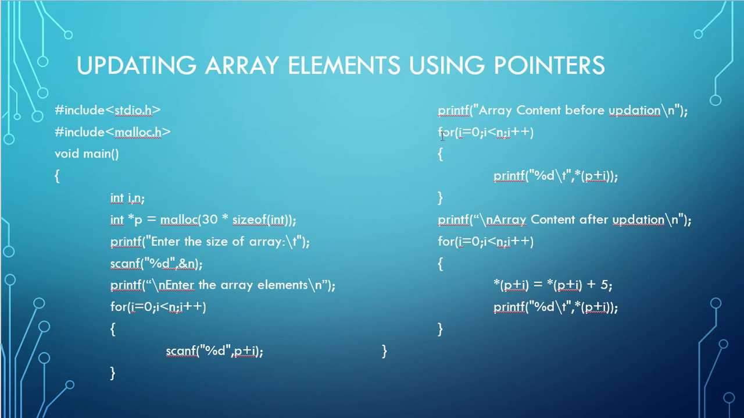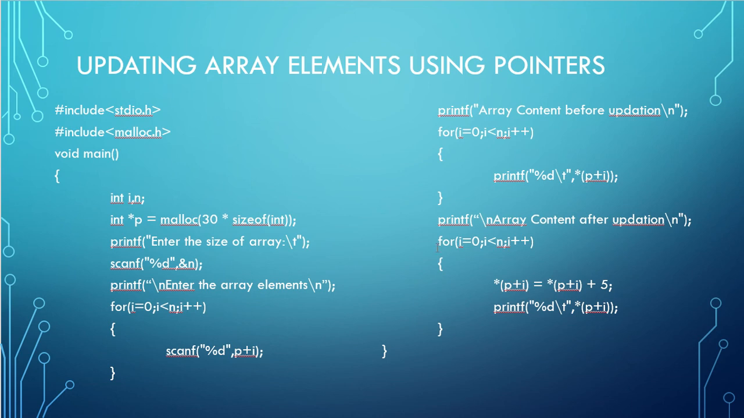Just for the sake of it, I am printing the array content before the updation. Before the updation you will be printing it using the indirection pointer, which was also discussed in my earlier video. Again, what happens now? You have to perform the modification. For the modification, you are updating each element of the array by incrementing it with 5. So each content of the array is updated with an increment of 5.